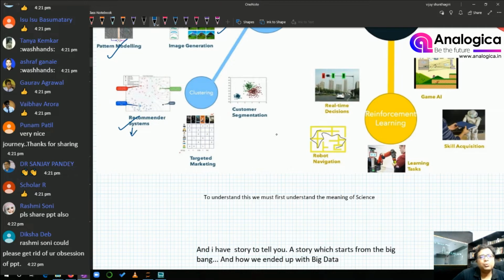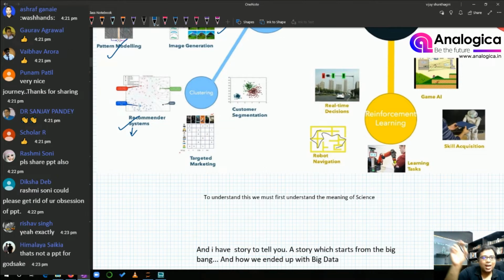What is a recommender system? You are used to recommender systems every day if you use Amazon Prime, Zee5, Netflix, or Hotstar. I'm pretty sure you'll be using at least one of these, or the Amazon app or the Flipkart app to purchase. There's always a recommendation which says if you like a certain product, it recommends things for you to purchase. So that is a recommender system. This is huge. Recommender systems are real business. And customer segmentation, targeted marketing.